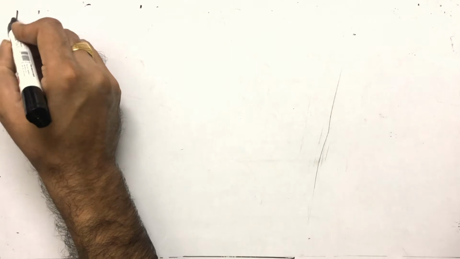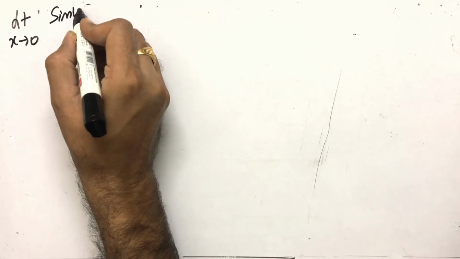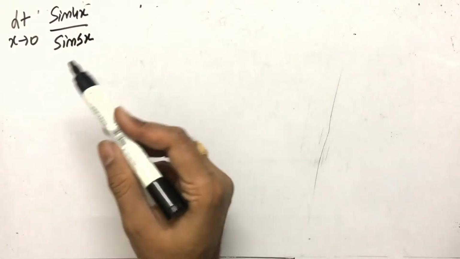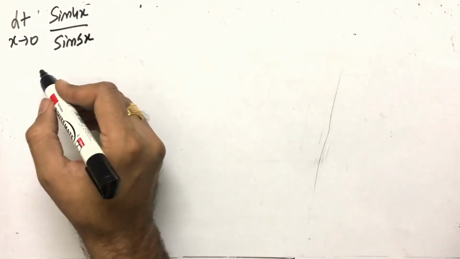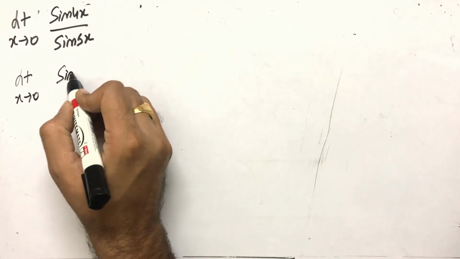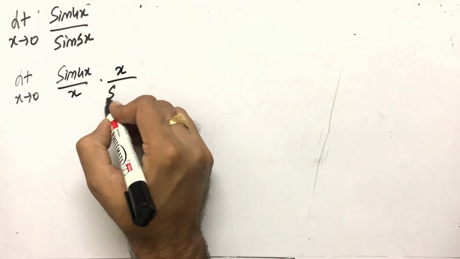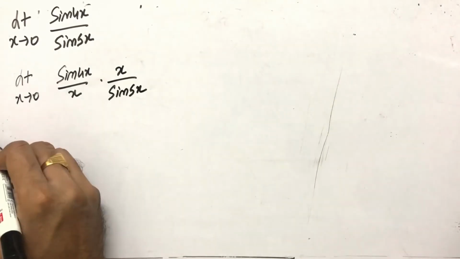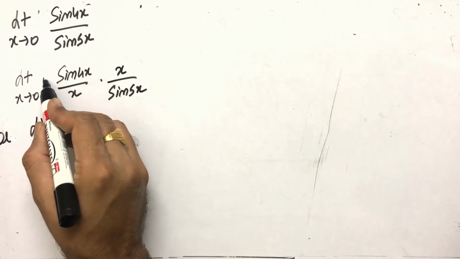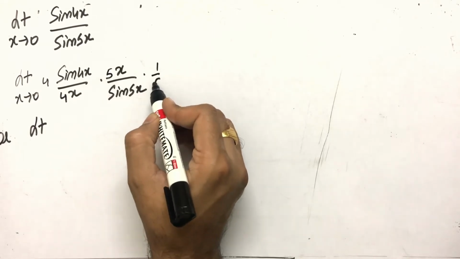Next numerical is limit x tends to 0 sine 4x upon sine 5x. So here very easily we can convert this into the desired form. For that, what we have to do, we have to multiply by x and divide by x into x upon sine 5x. Or this can be written as limit, so we multiply by 4 and divide by 4, and here we multiply by 5 and divide by 5.